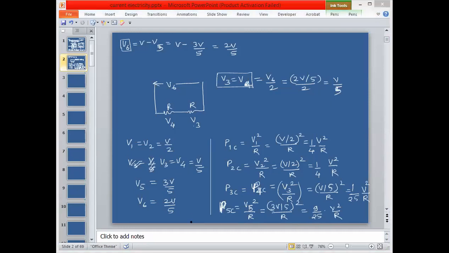Fine. So now you can figure out what is 1 by 25. 1 by 25 means 0.04, 9 by 25 means 0.36, and all these things. Okay, 1 by 25 is what? 0.04, 0.04 into 9, 0.36. Okay, 0.36. Fine. So let us write down the power consumed by the sixth bulb.